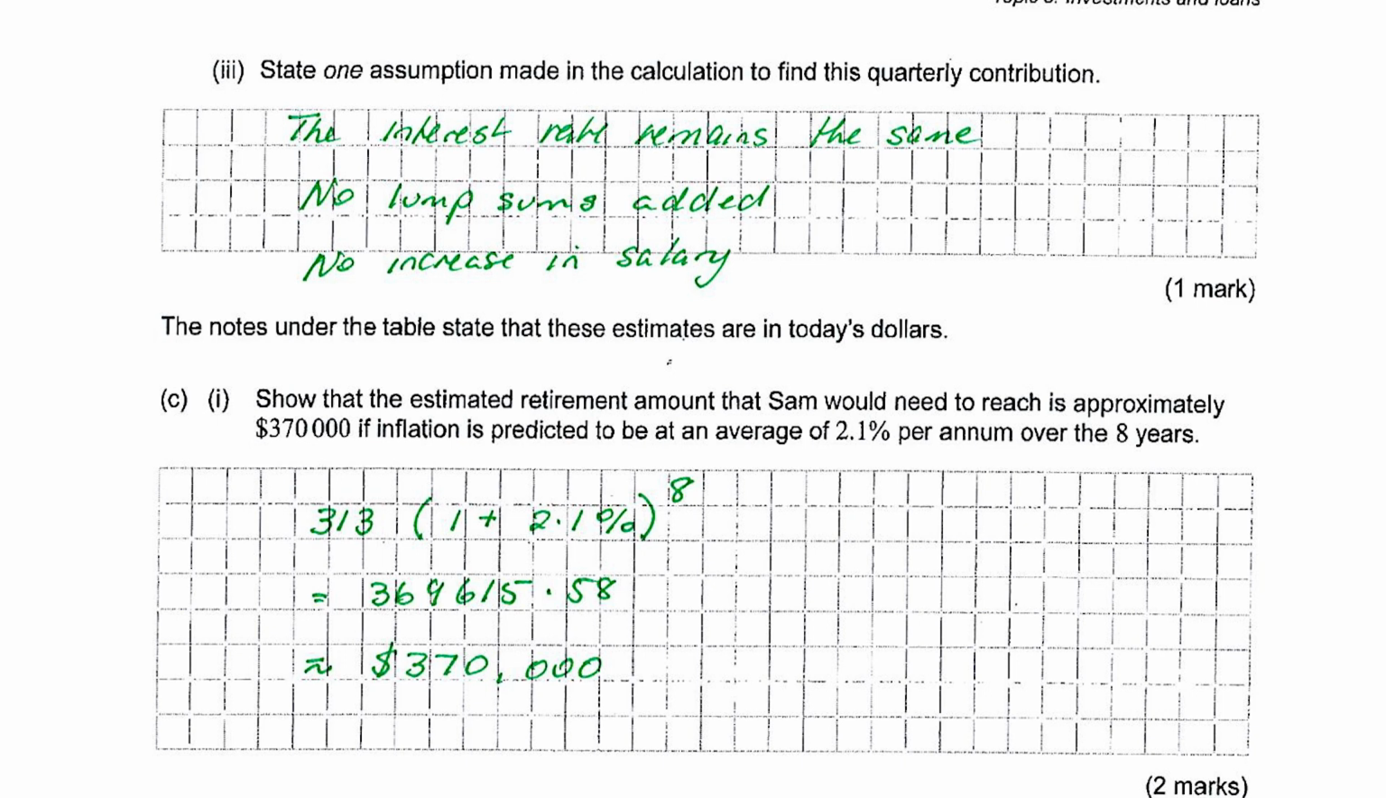Some comment about employer contributions remaining the same, or the job being consistent, pay being consistent, or the effect of inflation was considered as well. Then for part C, show again the amount that Sam would need. So for this one, we were looking for an inflation calculation.